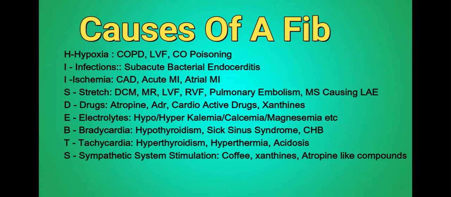Then E for electrolytes. And at your level, you can remember just 3 electrolytes which are cardioactive: potassium, calcium, and magnesium. So hyperkalemia, hypercalcemia, hypermagnesemia. So these conditions can also cause atrial fibrillation.